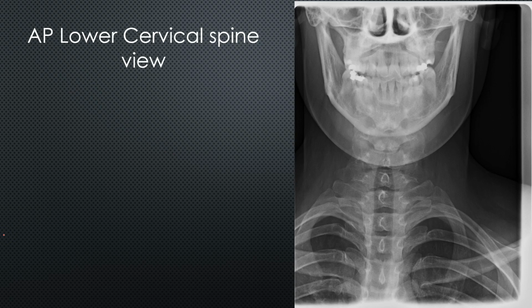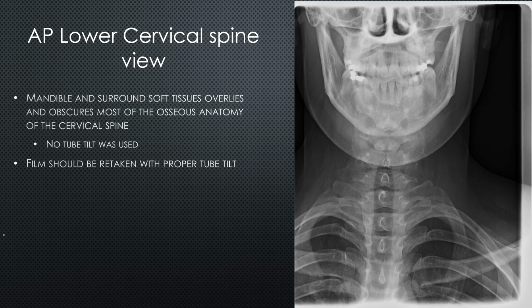Next, we have an A to P lower cervical spine view. So again, as you can envision what a lower cervical spine view should be, you should know that we should be able to see C3 through C7 at best for lower cervical spine view. That's the point of that spine view. However, when you're looking at this, we can see that the patient's mandible and chin soft tissues are completely obscuring the majority of the vertebral segments. So as you can see, mandible and surrounding soft tissues are overlying and obscuring most of the osseous anatomy.